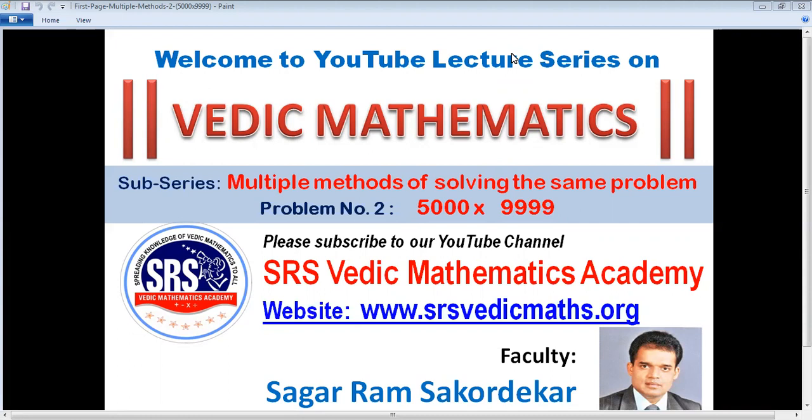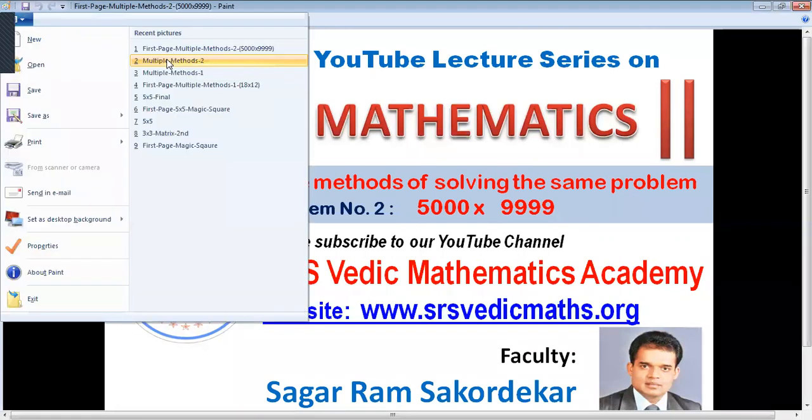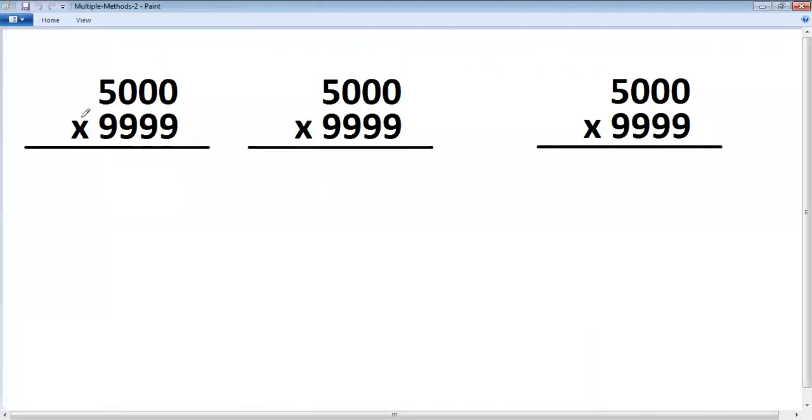So let's learn how we can solve this problem in multiple methods. As the second number is all 9, it's very clear that here we have to use series of 9. The normal series of 9 method: 1 less. 5000 minus 1 is 4999. So first step, 1 less.